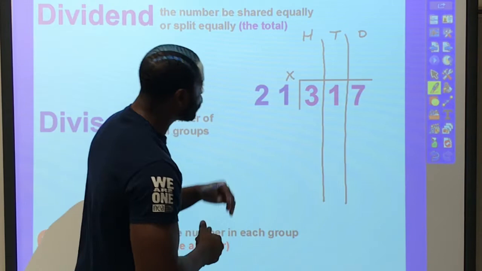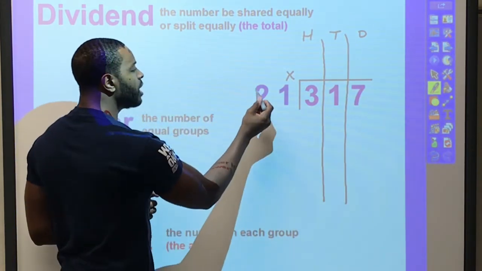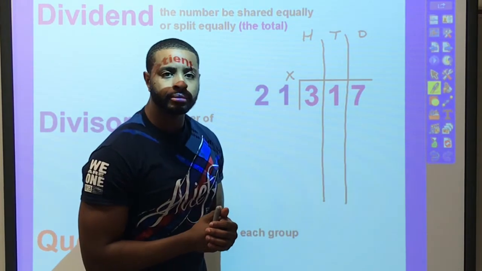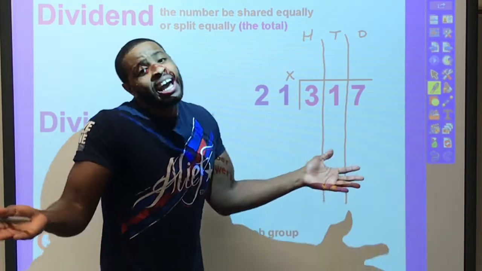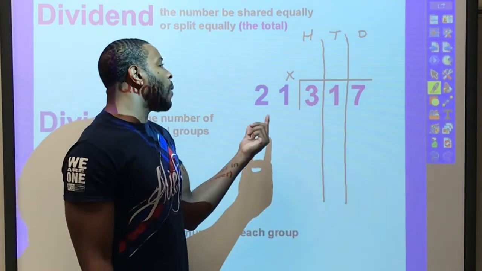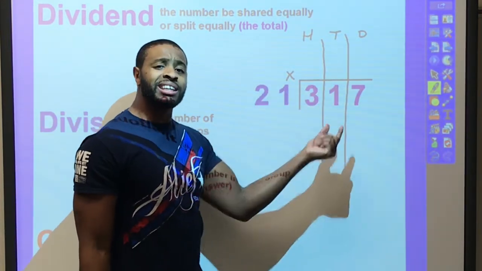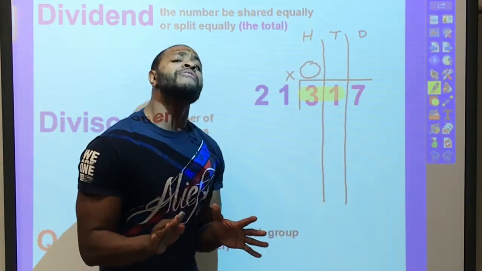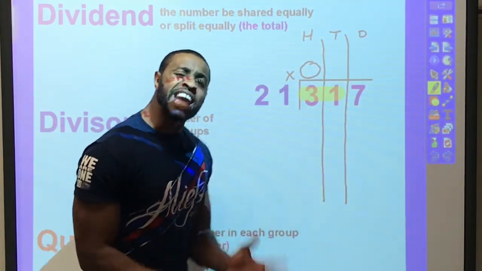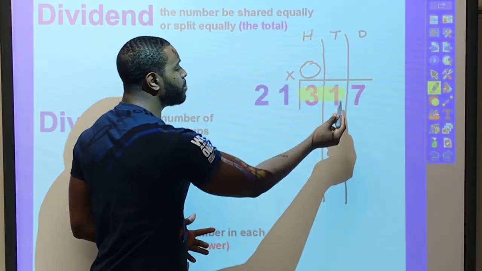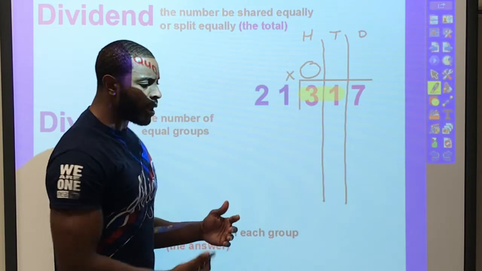Let's try it. So the first thing I'm going to think about, 21 times what will get me 3? Nothing. I can't do it because 21 is larger than 3. So there's no way that I can multiply 21 by something to get 3. So I'm going to need a placeholder there. So now my focus is on 31. I now have to think about 21 times what will get me close to 31.